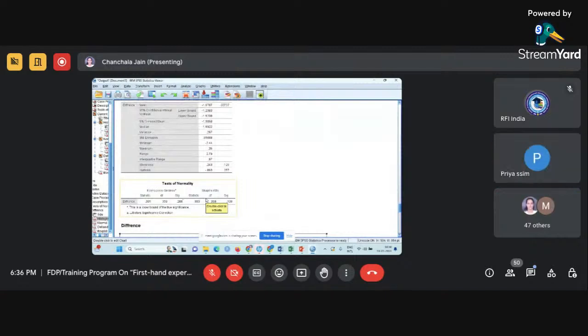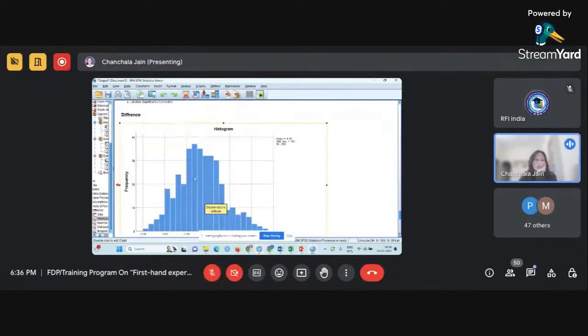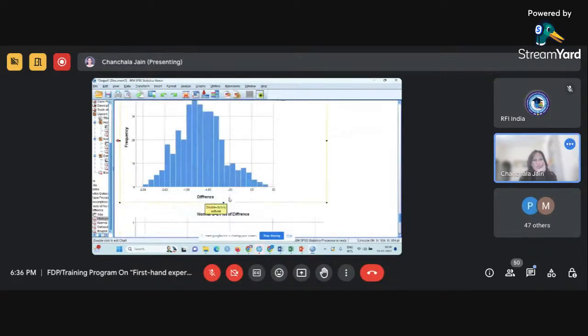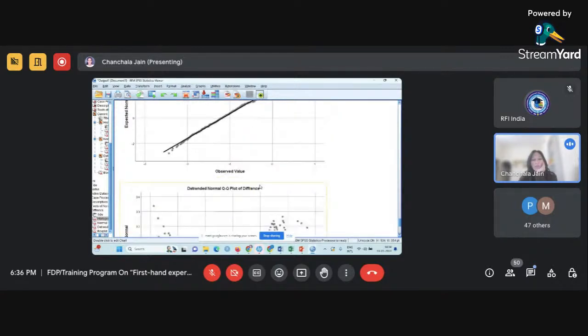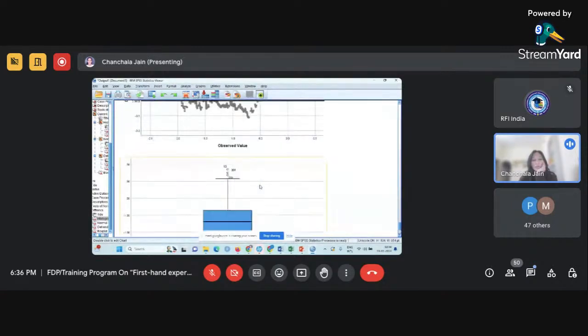Yes, ma'am. Now, the histogram is somewhere also stating the same story. Looking at the QQ plot, most of the data points are following the trend line. So somewhere looking at the QQ plot also, we can conclude that the data or the variable is normally distributed.